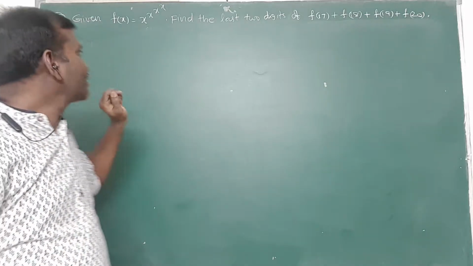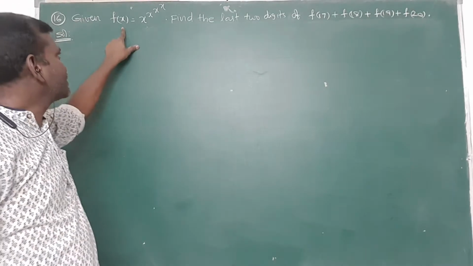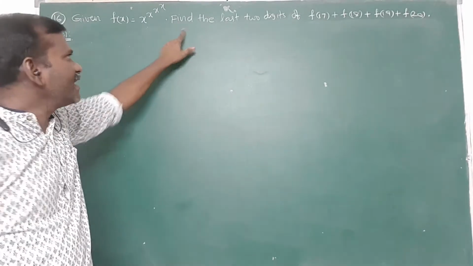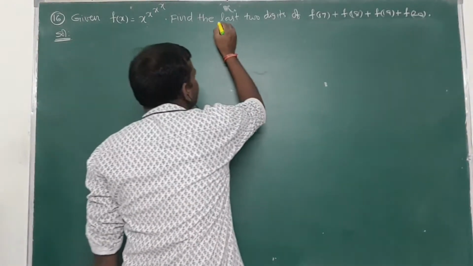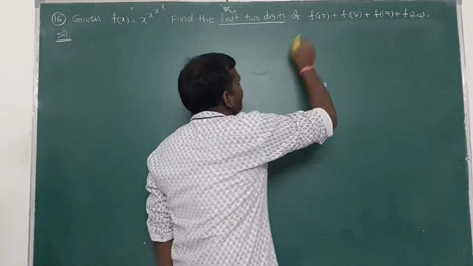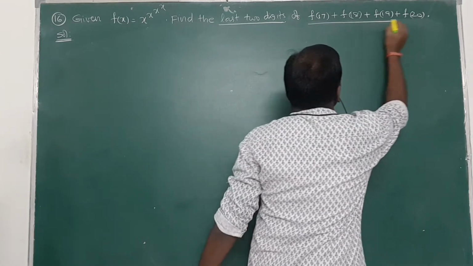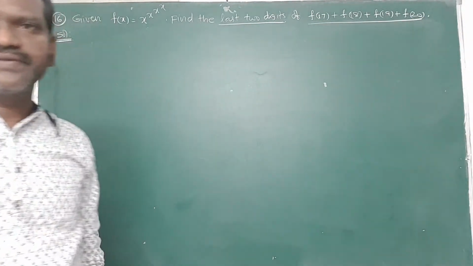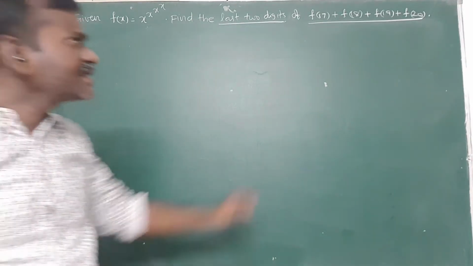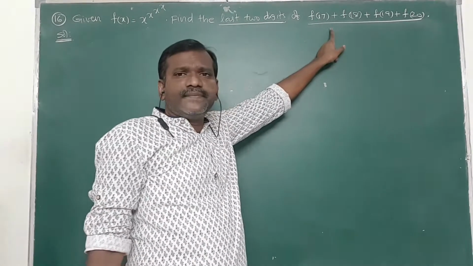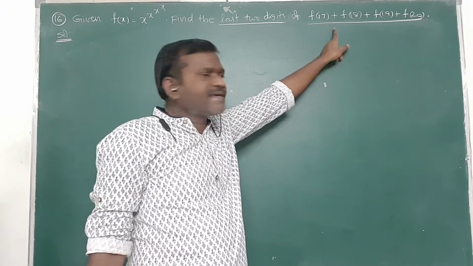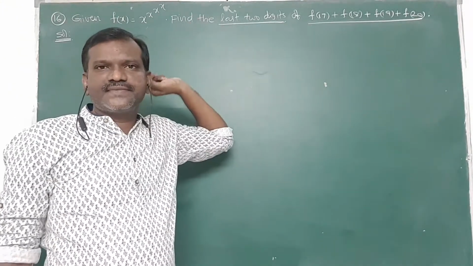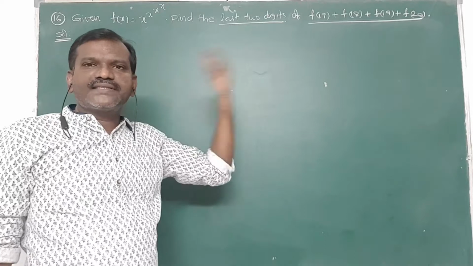So see here, given that f of x is equal to x power x power x power x, then find the last two digits of the sum f of 17 plus f of 18 plus f of 19 plus f of 20. That is the given question. That means in this sum, we have to find the last two digits. How will we find the last two digits?